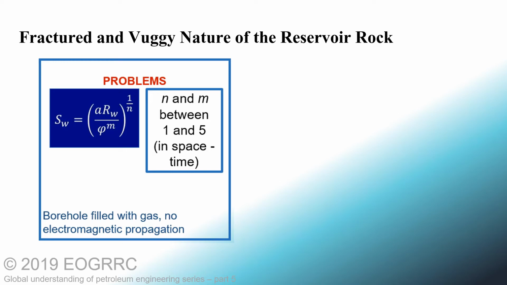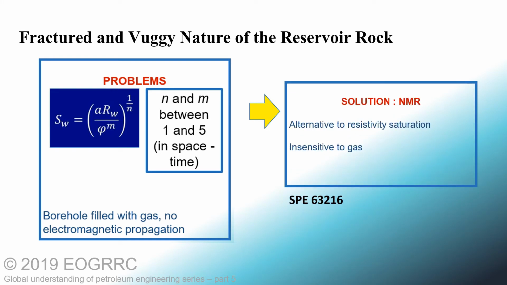In addition, electromagnetic propagation tools also do not work well in gas. Therefore, the solution to the challenges met in the Yates field was NMR, nuclear magnetic resonance, logging, which is insensitive to gas. And it was found that NMR-based approach is simple and can even be implemented at the well site.